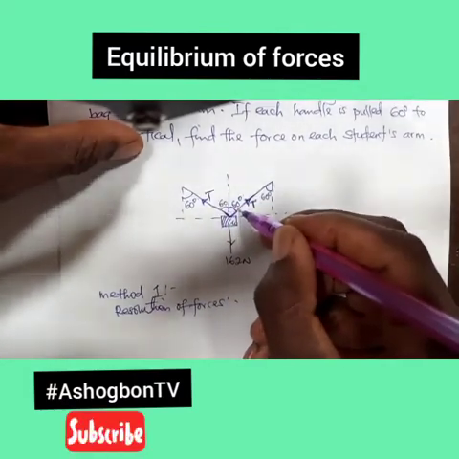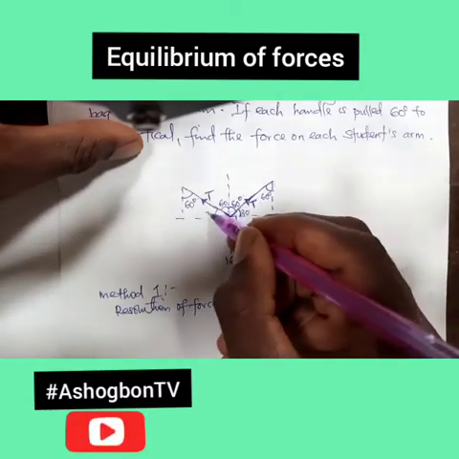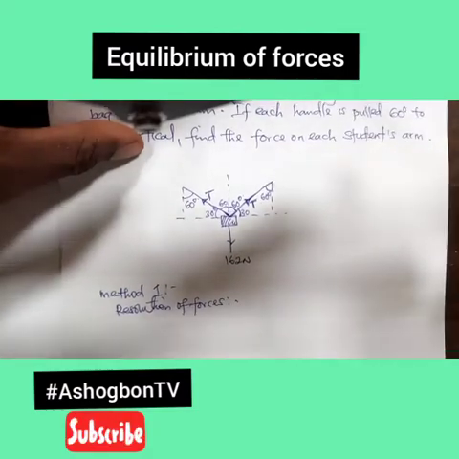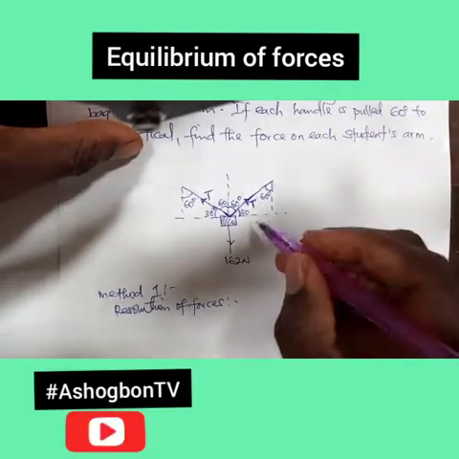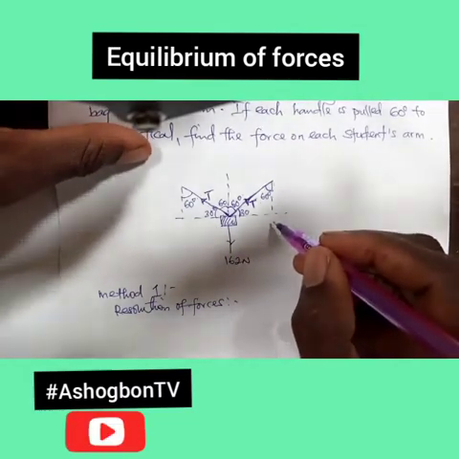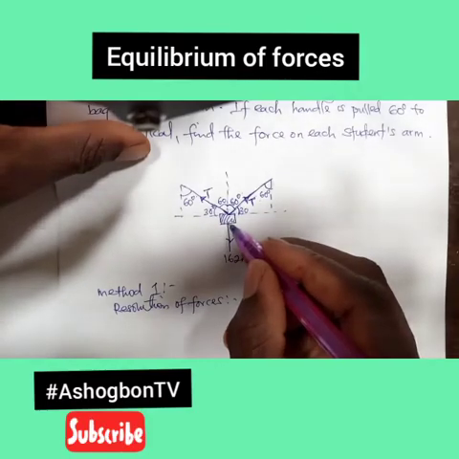And this is 90. So if this is 60, what will this be? This will be 30. And what about this? This is also 30 degrees. So that means here we are making use of the angles the two arms are making with what? The horizontal.